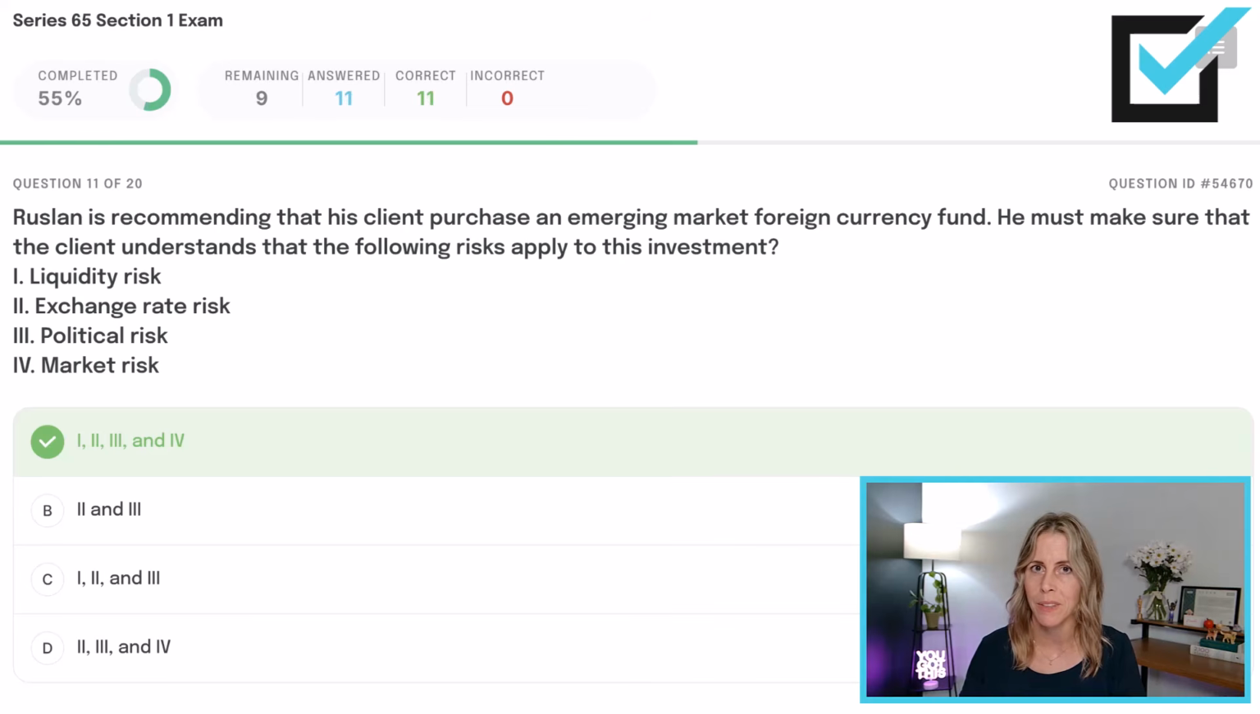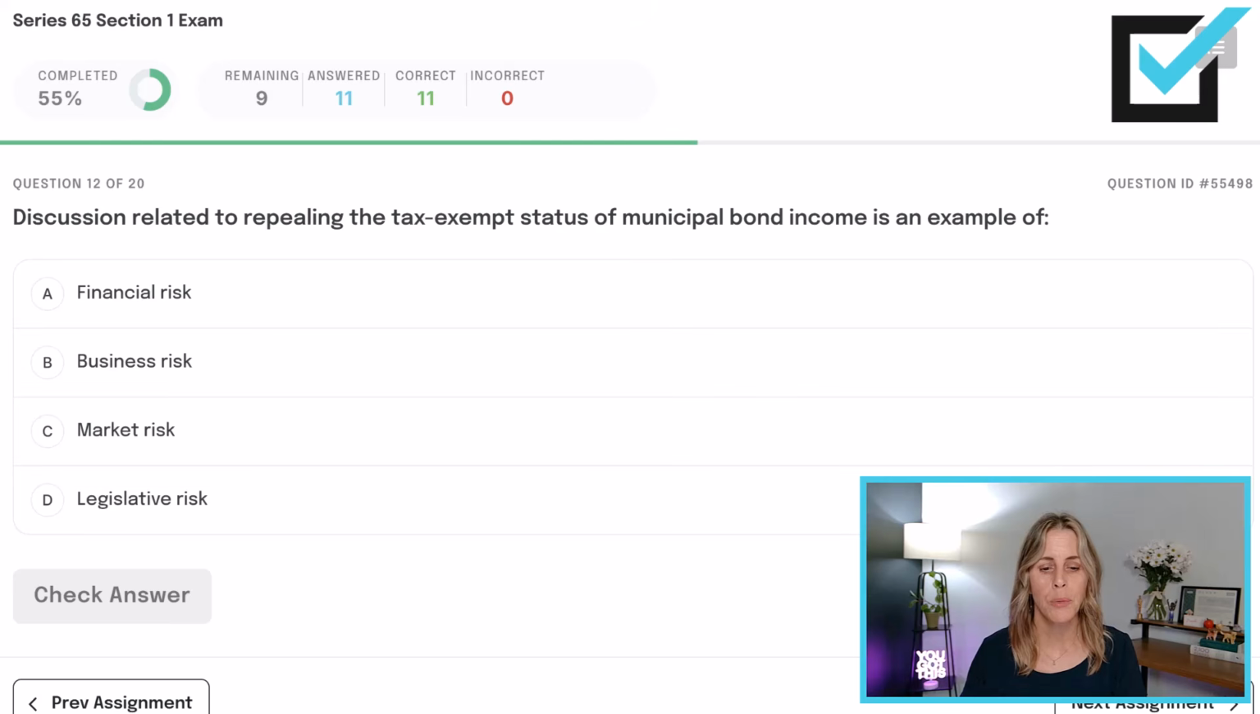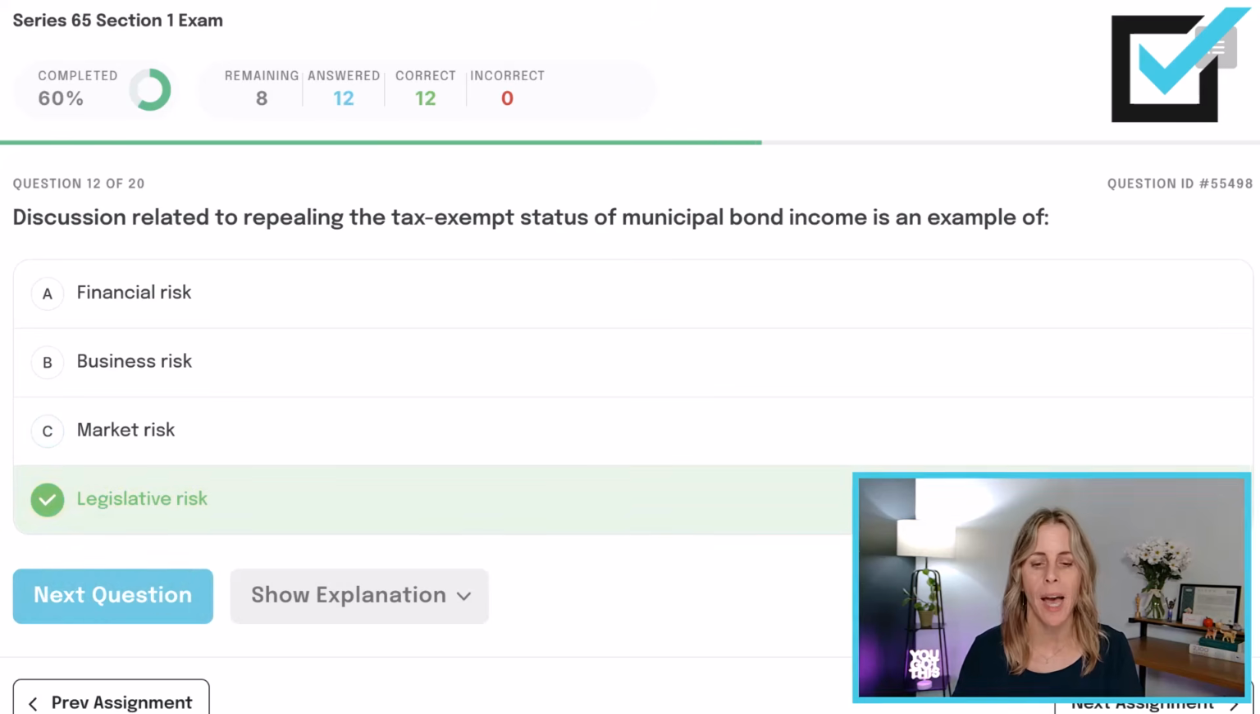Discussion related to repealing the tax-exempt status of municipal bond income is an example of financial risk, business risk, market risk, legislative risk. This is an example of legislative risk, changes in tax law. It's something they seem to talk about every few years. However, it hasn't happened yet. Thank goodness. Remember, municipal bonds are good for investors in high tax brackets. Why? Because of the tax-free interest income, of course.